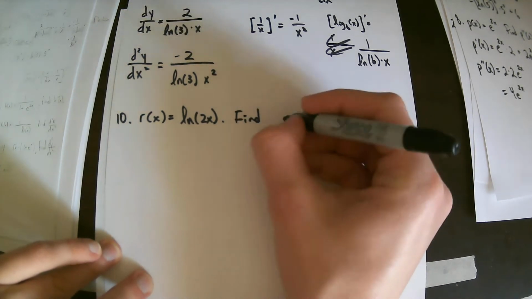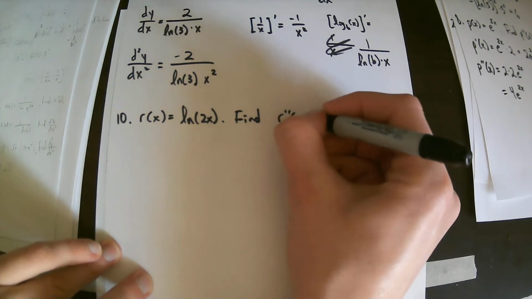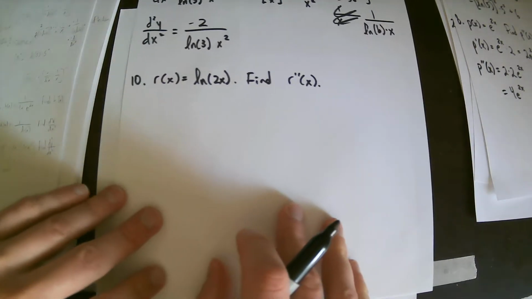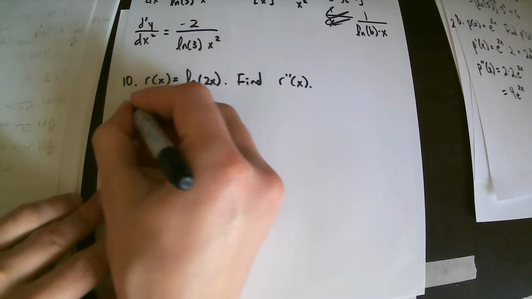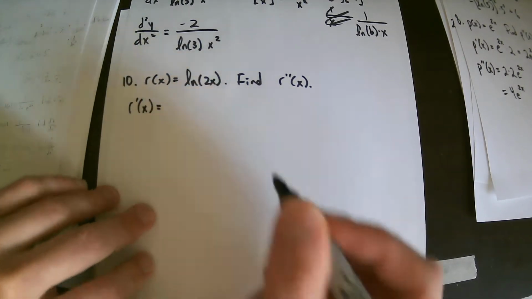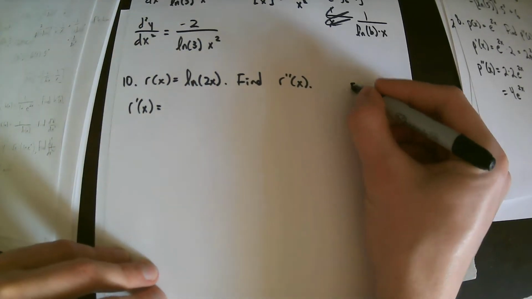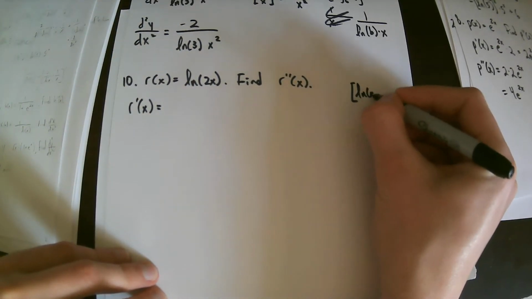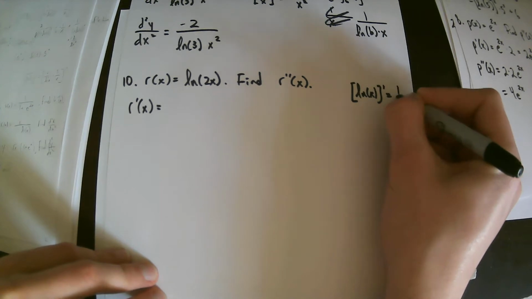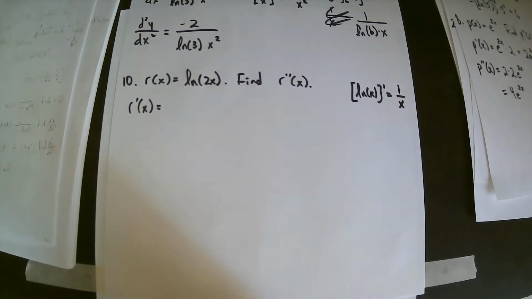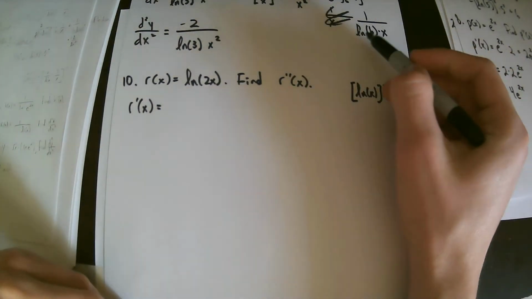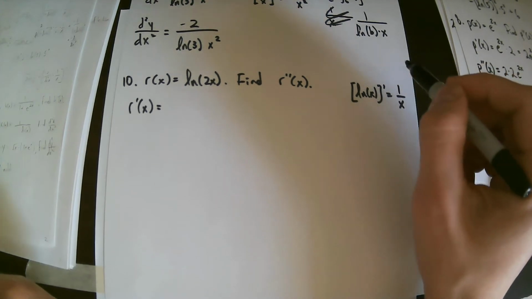Find r prime, double prime of x. First derivative: the derivative of ln x is just 1 over x. It's just 1 over x without that extra factor of ln of the base.